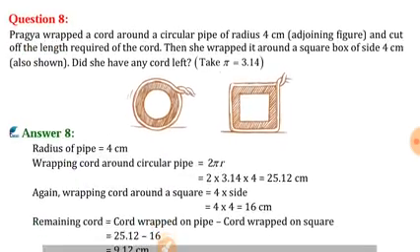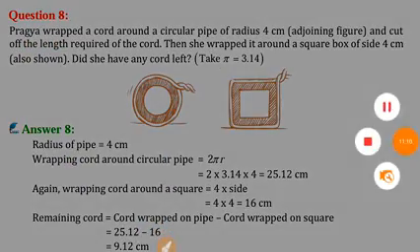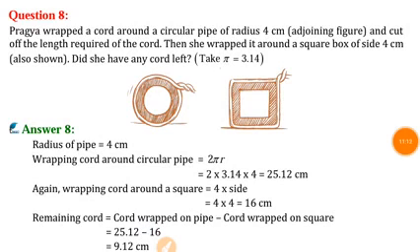Then the eighth one. Pragya wrapped a cord around a circular pipe of radius 4 cm (adjoining figure) and cut off the required length of the cord. Then she wrapped it around a square box of side 4 cm, also shown. Did she have any cord left?